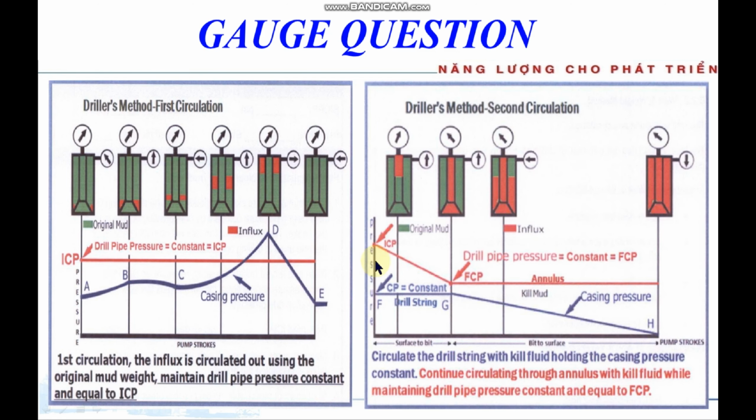In the second circulation, we pump kill mud weight through the direction from ICP to FCP. At that time, keep casing pressure constant while the kill mud comes down the bit. When the kill mud passes the bit, keep drill pipe pressure constant at the FCP. Casing pressure starts to come down when the kill mud goes out of the bit and goes to zero.